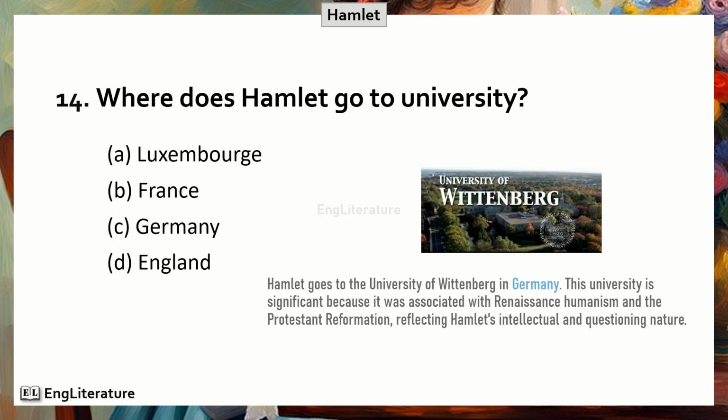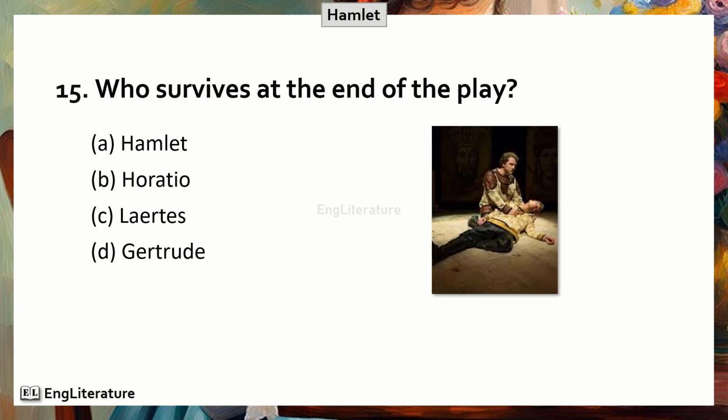Where does Hamlet go to university? Hamlet goes to the University of Wittenberg in Germany. This university is significant because it was associated with Renaissance humanism and the Protestant Reformation, reflecting Hamlet's intellectual and questioning nature. So the right option is number C. Hamlet goes to the University of Germany.